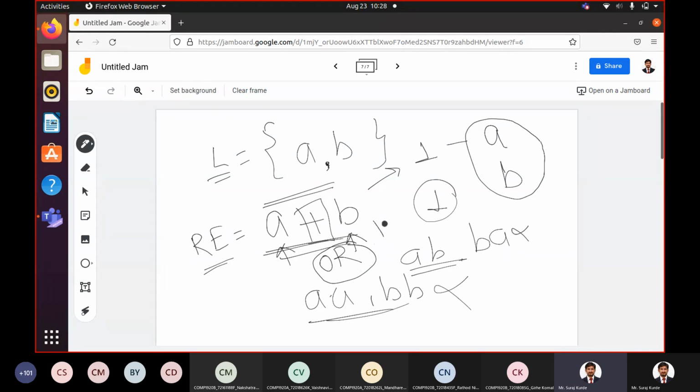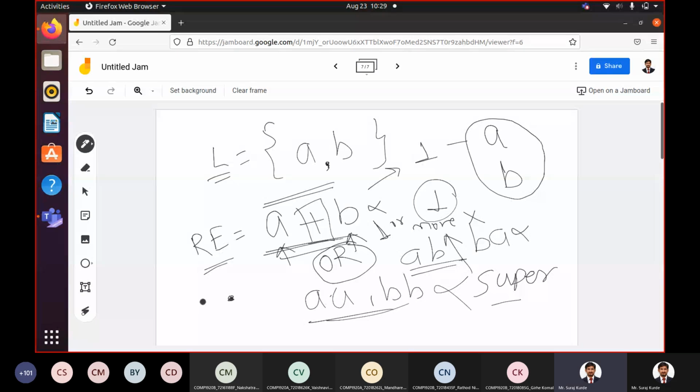It is not one or more times. When plus is in between two alphabets, or a set of alphabets, or two expressions, it means one expression or the second. It means one alphabet or the second. But when it is a superscript, it means one or more times repetition of a particular alphabet.